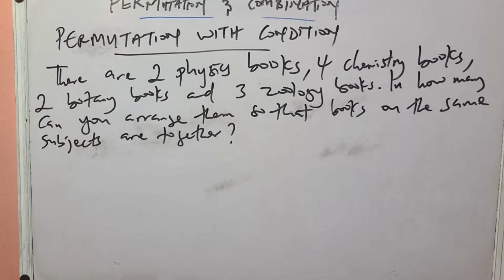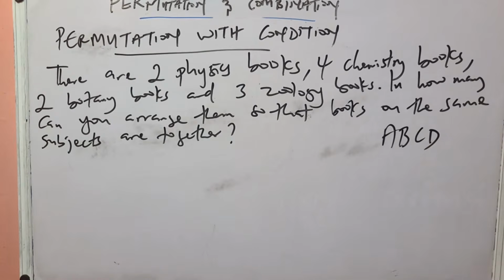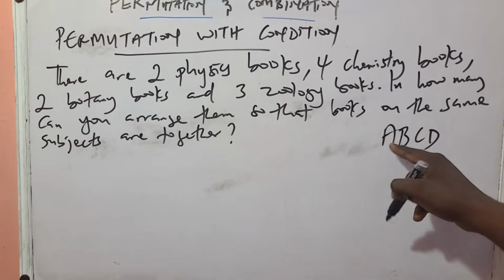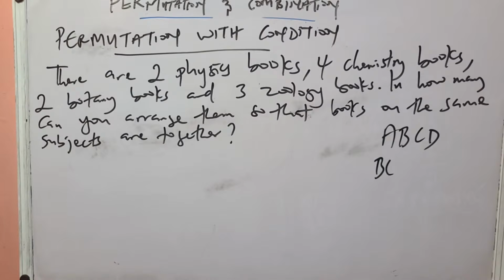That means when you had A, B, C, D, if I said, how many ways can you arrange A, B, C, D? You were just doing it anyhow. But imagine I gave you a condition. I said, in how many ways can you arrange A, B, C, D such that B and C must always be together? That's permutation with condition. That means I'm telling you now that B and C must not leave each other.